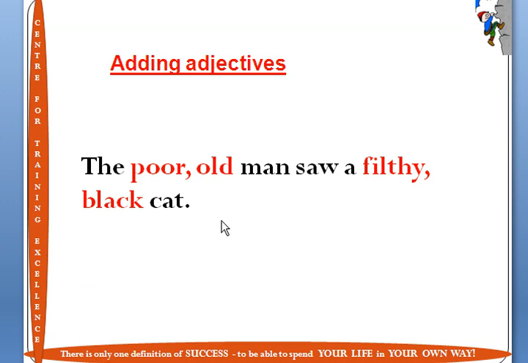Here, we have added adjectives to the sentence. So I have a sentence that reads like this. The poor old man saw a filthy black cat.